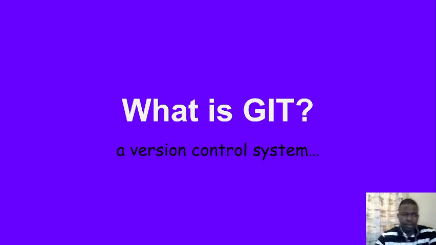What is Git? Git is a version control system that records changes to a file or a set of files so that you can record specific versions later.